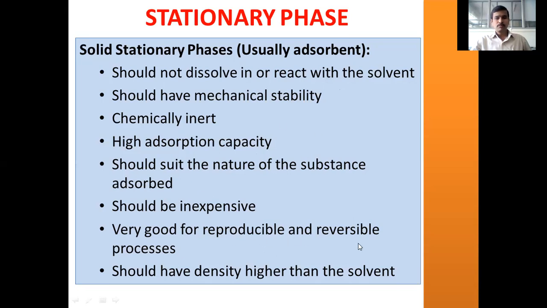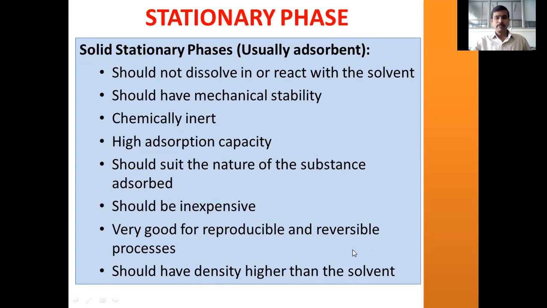And it should produce reproducible and reversible results. Whenever you use this adsorbent, we must be able to condition it, and whenever you use it as and when required, the results must be reproducible. We must be able to recondition it. For example, some sort of interaction might have taken place between solute and the stationary phase, and after the separation is over, we must bring back the chemical property or physical appearance of that adsorbent to its original state. That's what reversible means; the adsorbent should be good for reproducible and reversible processes.